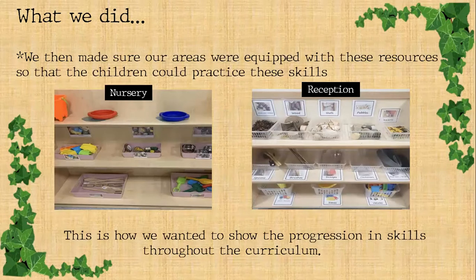Then we made sure that our areas were equipped with these resources so that children could practice these skills. So just put up 2 quick pictures, nursery and reception. And as you can see, they're very different. They've got lots of different equipment in each because we really wanted to show that progression of skills throughout our curriculum. So if you went into nursery and then you went into reception, you could clearly see that the skill progression was developing. So that's what we really wanted to focus on.